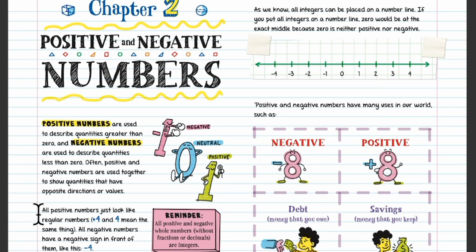Reminder: all positive and negative whole numbers without fractions or decimals are integers. As we know, all integers can be placed on a number line. If you put all integers on the number line, 0 would be at the exact middle, because 0 is neither positive nor negative.